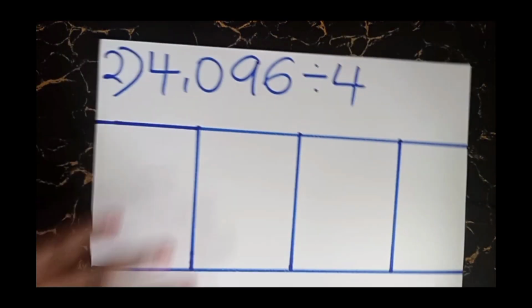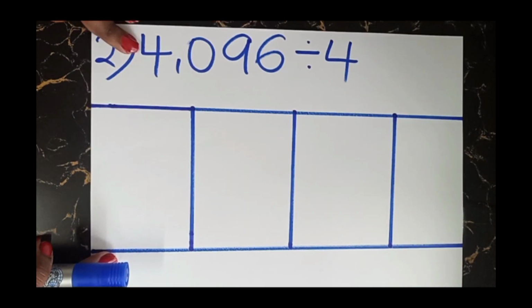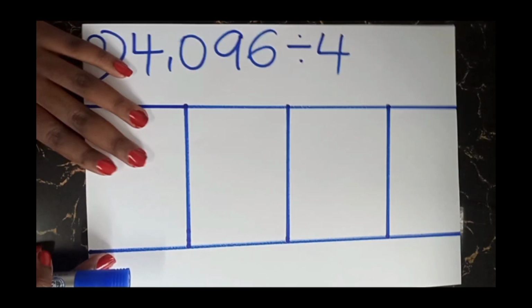So as usual, we'll symbolize the digits with dots. Okay? So this is the ones, tens, hundreds, thousands. Ones, tens, hundreds, thousands. Okay?